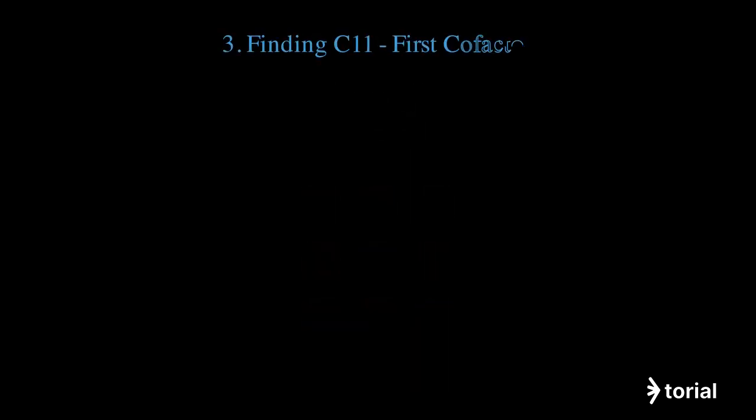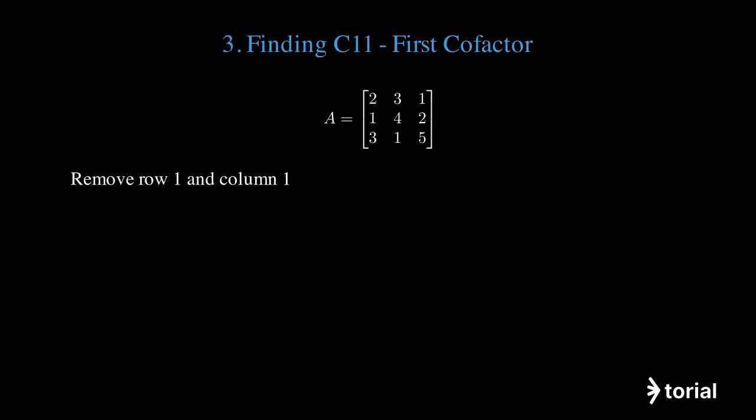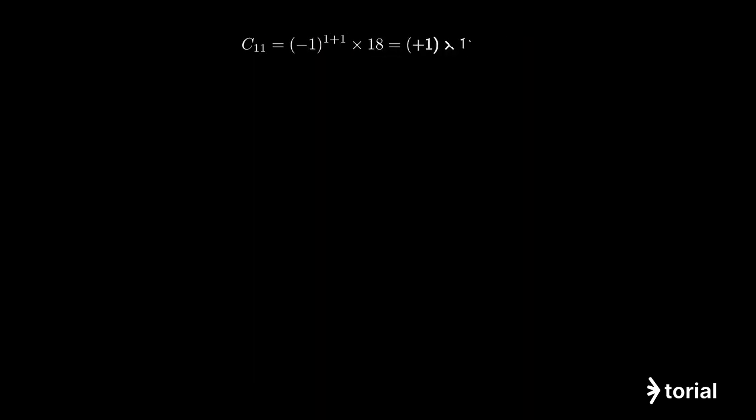Let's calculate the first cofactor step by step. Starting with our original matrix, we'll find cofactor C11. To find C11, we remove the first row and first column from the matrix. This leaves us with the 2 by 2 matrix containing 4, 2, 1, and 5. The determinant is 4 times 5 minus 2 times 1, which equals 20 minus 2, giving us 18. Since 1 plus 1 equals 2, which is even, the sign is positive, so C11 equals positive 18.